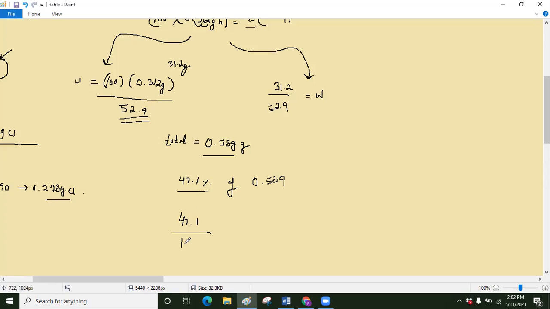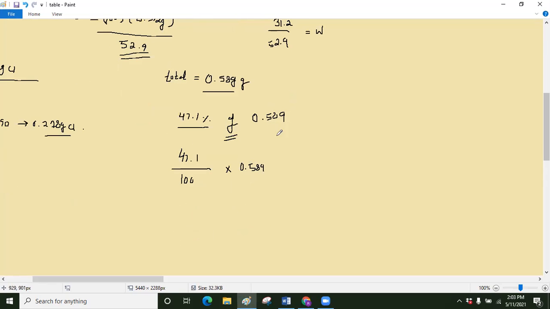I could do 47.1 over 100, right? That takes into account that the percentage sign is there. And of in mathematics means to multiply. So I multiply in this case, and I do 0.589. And if I were to do this, then this would give me a particular answer.